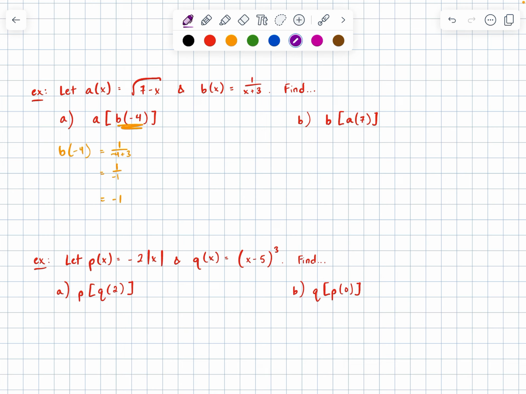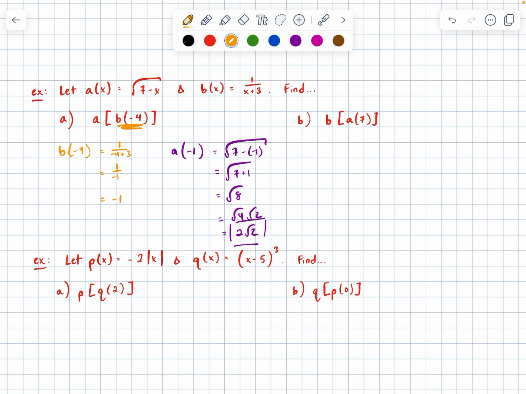Now, I need to find a of b of negative 4, but we just found that b of negative 4 is negative 1. Evaluating this, I now just need to find the square root of 7 minus negative 1. Well, 7 minus negative 1 can be more simply written as 7 plus 1. So this is equal to the square root of 8. And then thinking back to our properties of radicals, the square root of 8 can be reduced as the square root of 4 times the square root of 2, which tells me that 2 root 2 is my final answer.